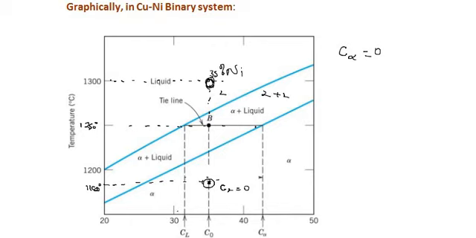As you can see in this diagram, your Cl will be the percentage of nickel in the liquid phase, and your C alpha will be the percentage of nickel in the alpha phase. So from this diagram, we can estimate our weight percentage of nickel in the liquid phase to be something like 32 weight percent, while in the alpha phase it is going to be something like 43 weight percent.